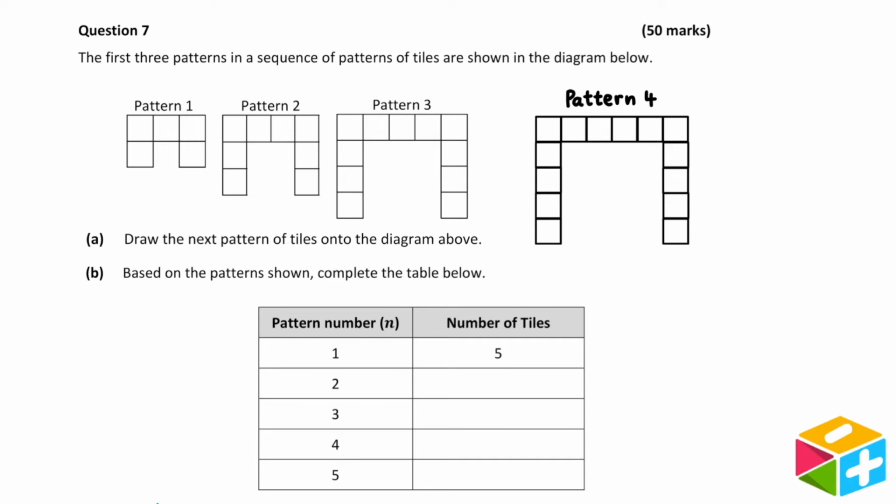To fill in the blanks in the table, we must determine the number of tiles in the second, third, fourth, and fifth pattern. Well, we already have patterns 2, 3, and 4 drawn, so we can simply count up the number of tiles in each of these patterns.